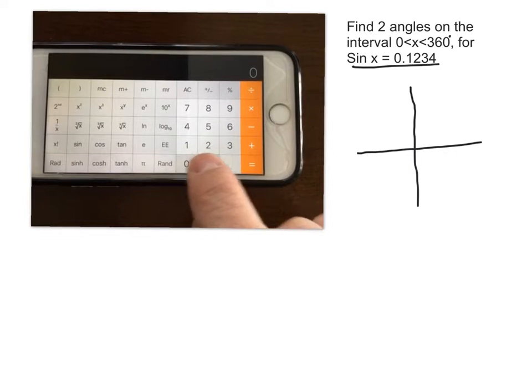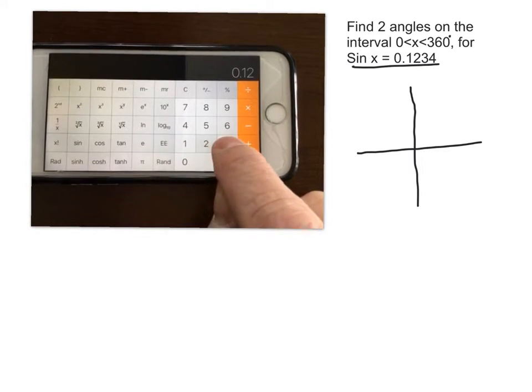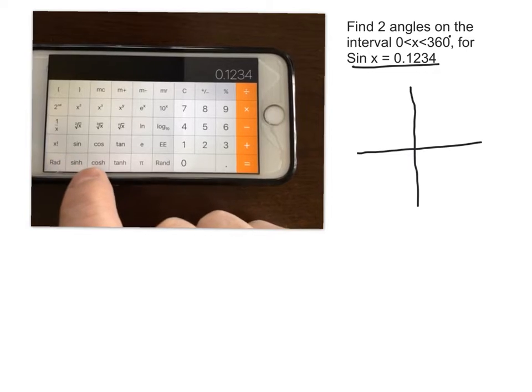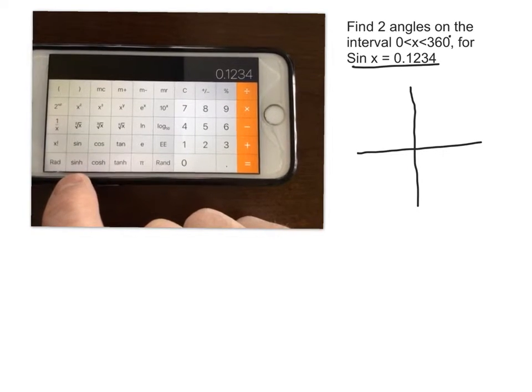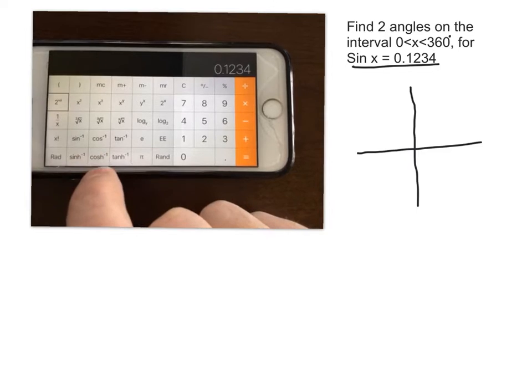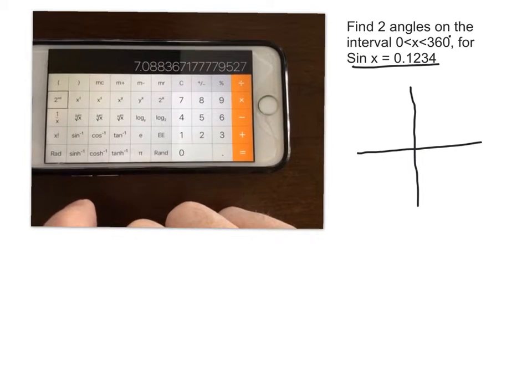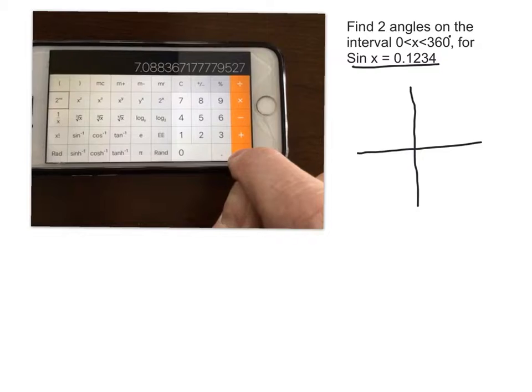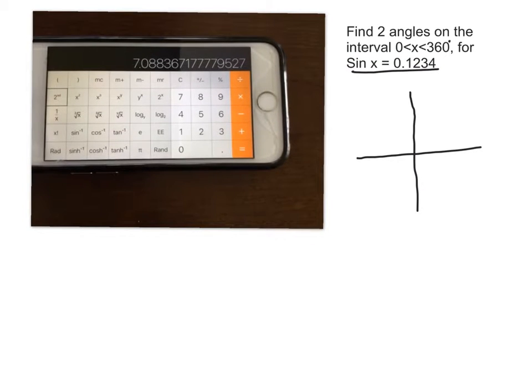So the first thing we're going to put 0.1234 in. This is on the iPhone, so it's fairly easy. Now we want the second function up there, so we want inverse sine. Second's up there, left, and then sine -1 gives us 7.088 degrees. So we know that theta prime, we're going to call it, equals 7.09 degrees. And that's to 2 decimal places.